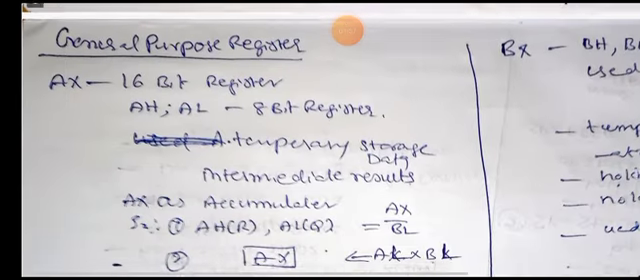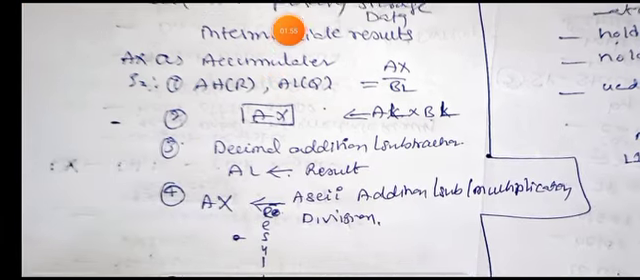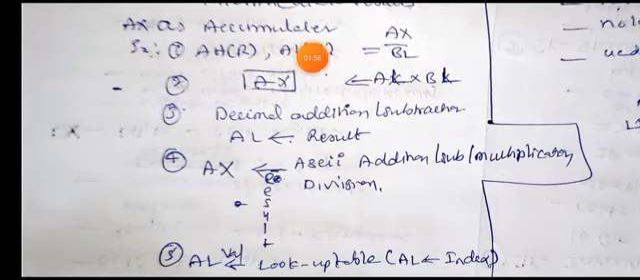Now look at the general purpose registers, right? So AX is a 16-bit register. You can use it as two dual registers, AH and AL, right? The purpose is temporary storage of data or holding intermediate results. So it can be used as an accumulator. Accumulator means that after performing any operation, the result is stored back in the AX register, right? Suppose you divide AX by BL, so you will get the quotient and remainder in the AX register itself. The remainder is stored in AH, and the quotient is stored in AL.